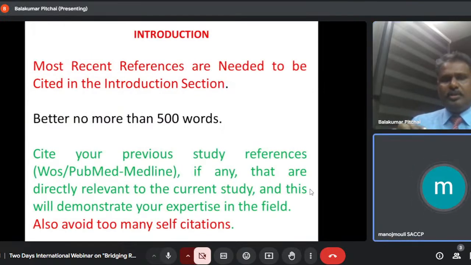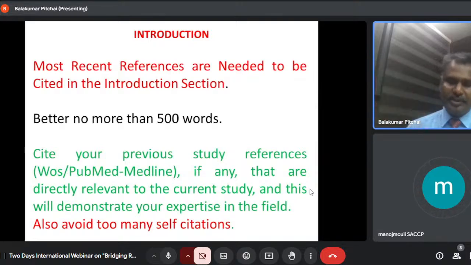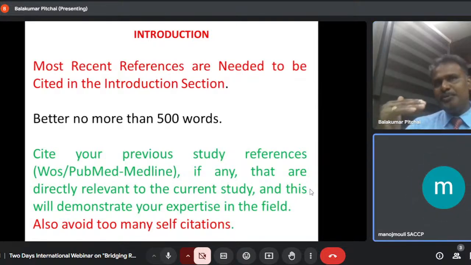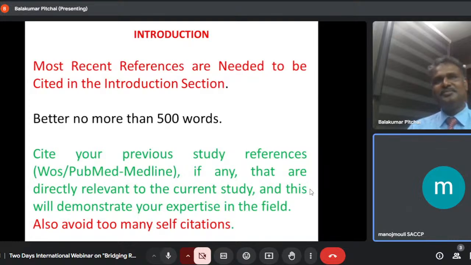Don't write an introduction of more than 500 words. Better, no more than 500 words. Try to restrict your introduction to 500 words. It should be crisply written. No need to write a lengthy introduction of 4 or 5 pages. Not necessary. Don't go for more than 500 words.